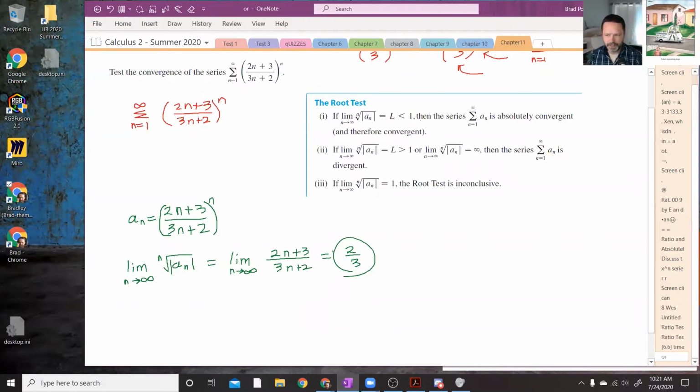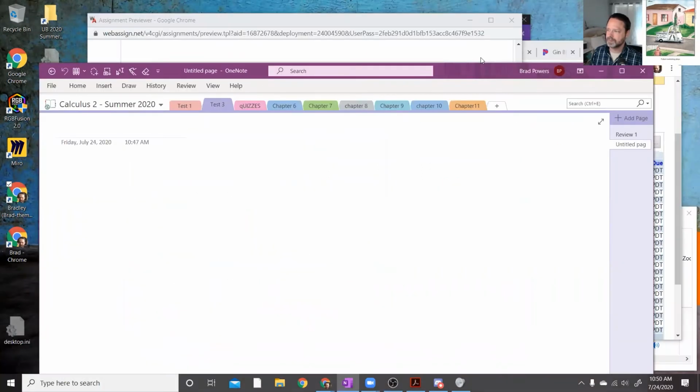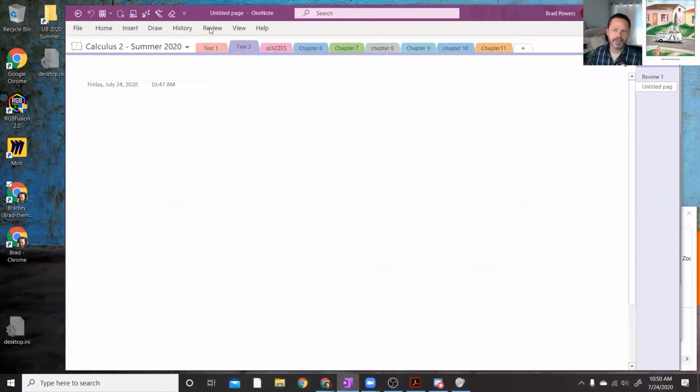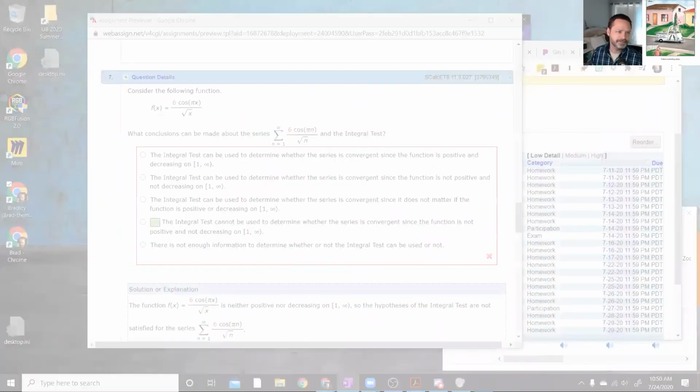Okay. And then we can look, well, L, we are finding that L, and L is 2/3, it is less than 1, which means the series is absolutely convergent. Therefore, the sum of a sub n is convergent, because if you're absolutely convergent, you are definitely also convergent. There we go. Kind of fun. I like all of these, though.